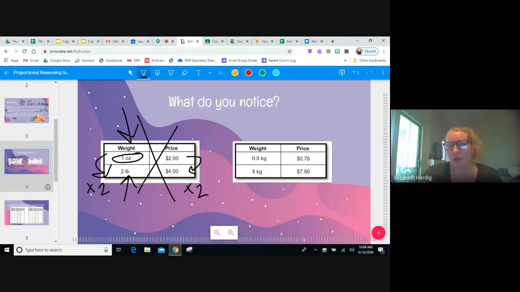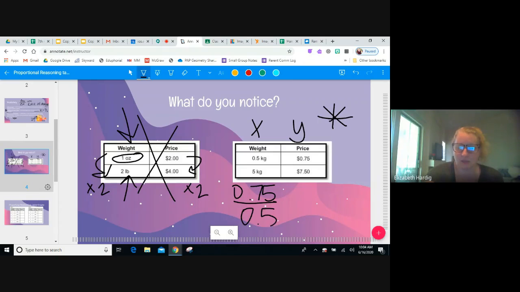So then when we look here, we have weight and price still. We have half of a kilogram is 75 cents, and then 5 kilograms is $7.50. So we want to see if this is proportional. Our weight would be our independent variable, and our price would be our dependent. So if I can put all of my y's over their associated x's, and they will be equivalent, then this will be proportional. We're going to find our calculator.